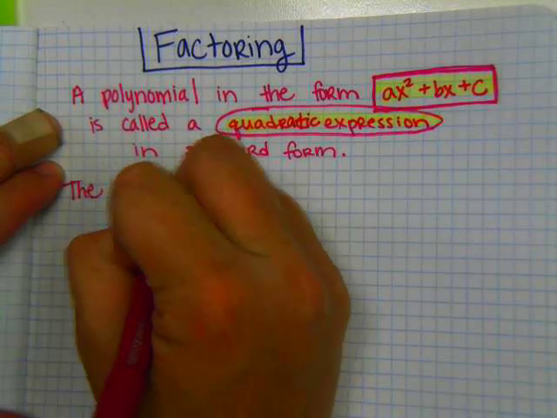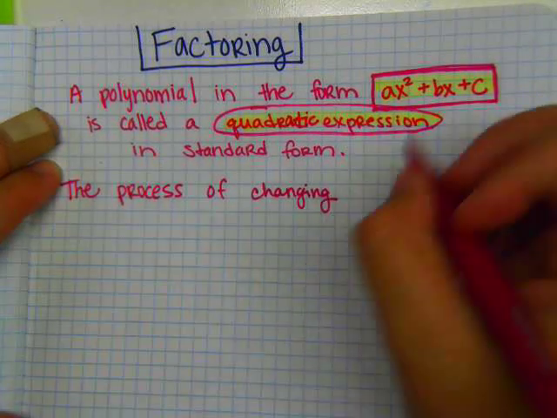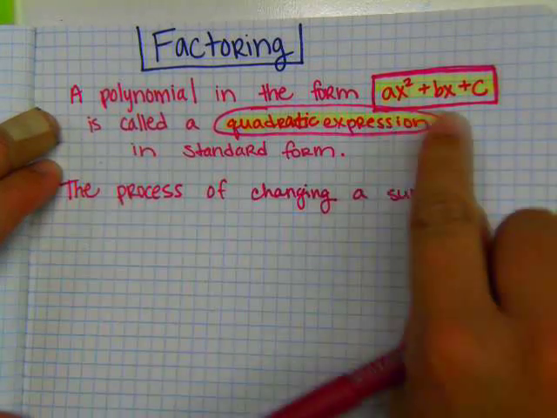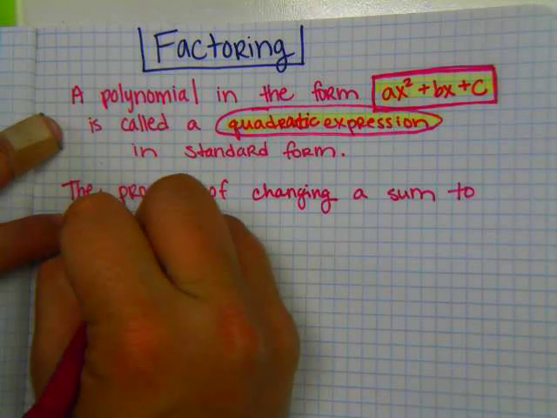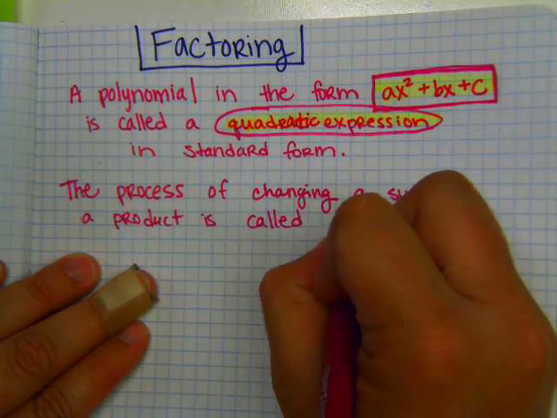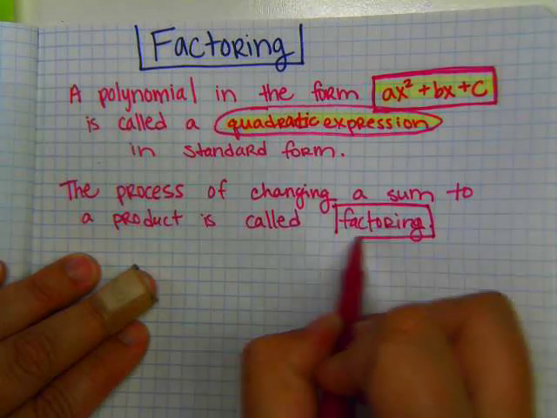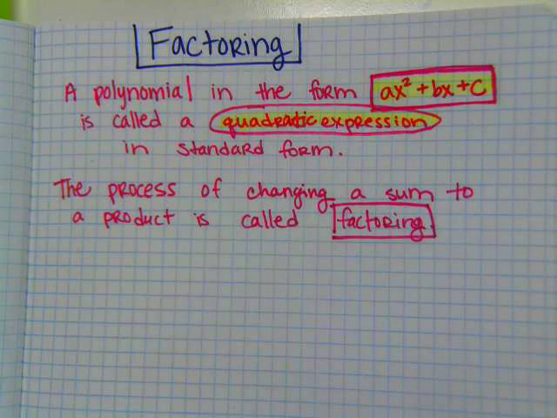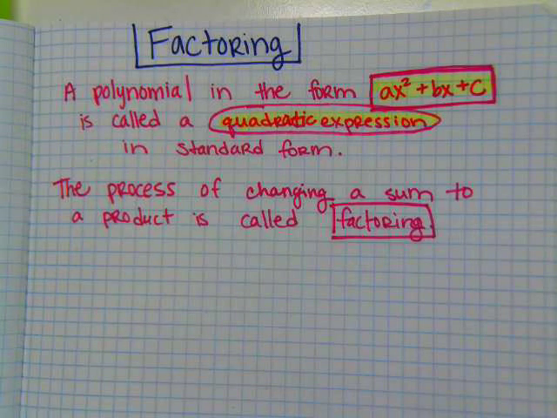the process of changing a sum, which is adding like this, to a product, which is multiplication, is called factoring. And that's what we're going to be learning today, is how to factor. Okay? When you see a quadratic expression, it's going to look very similar to what we end up when we're doing area models. So area models is multiplication. Factoring is actually going to be the opposite of that.